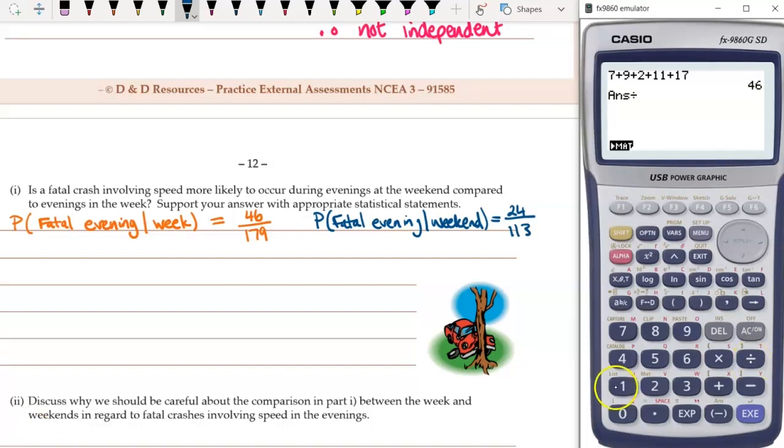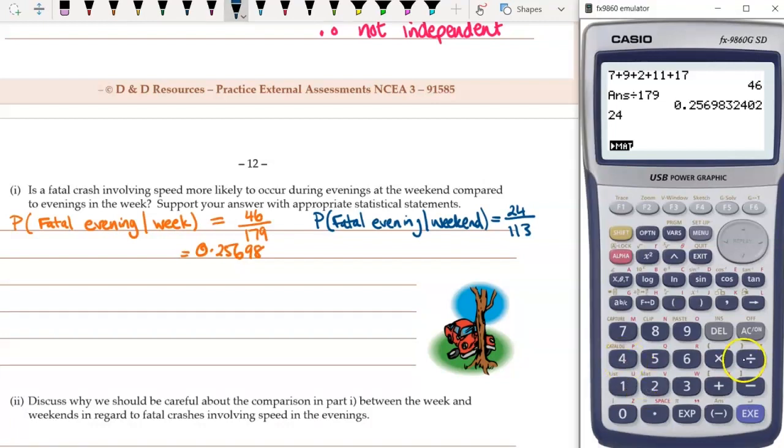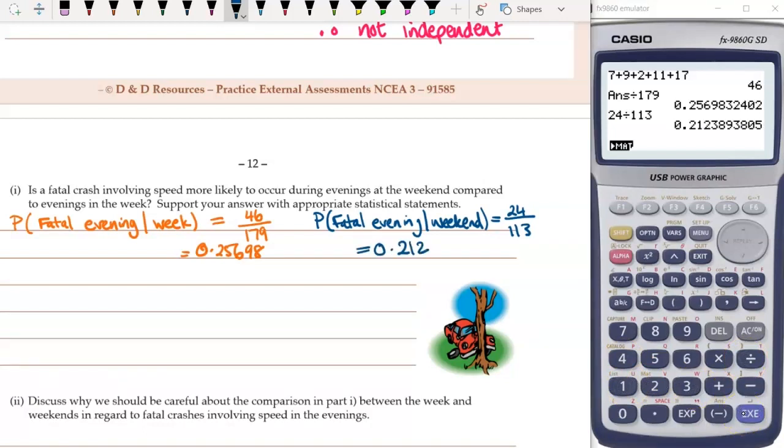Now 46 divided by 179, that's equal to 0.25698, and 24 divided by 113 is 0.212389. I'm giving lots of decimal places just to preserve the accuracy. And you can see that the week value is greater than the weekend value.